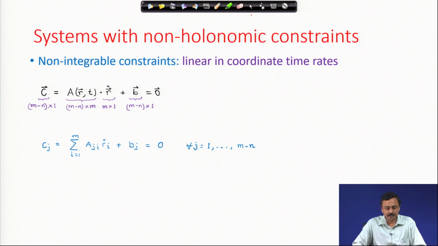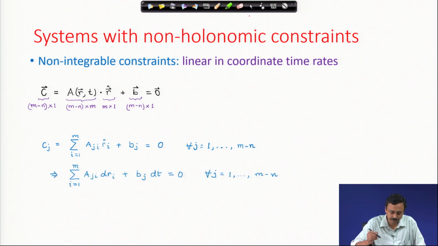That dot product that you find in the first equation can be written as a summation, and that matrix A can be written with indices A, j, i, and this is the jth constraint, and j goes from 1 to m minus n. And here therefore, because this is 0, all these constraints must vanish, therefore, I can write this in terms of d r i. I have multiplied by dt throughout and written like this.